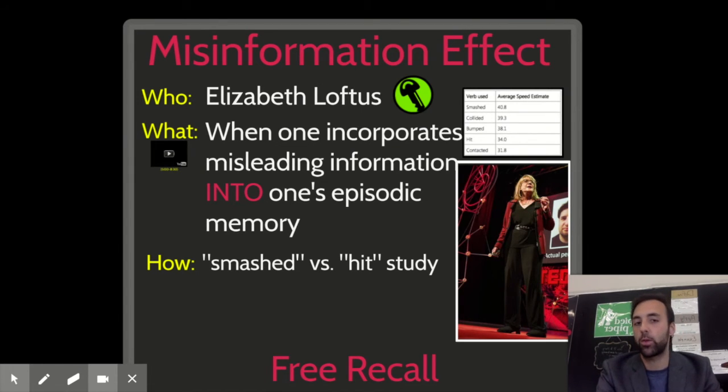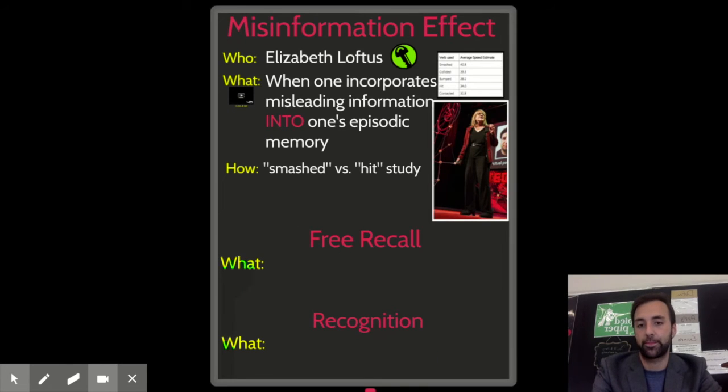And if you're going 31 in a school zone, you're still going over the speed limit. You would still definitely get in trouble if there's some type of accident. Going 41 though, that's a big deal. That's a much more serious offense. And a 10 mile per hour difference in estimations can be entirely attributed to that one single word. Individuals in that scenario exhibited the misinformation effect.